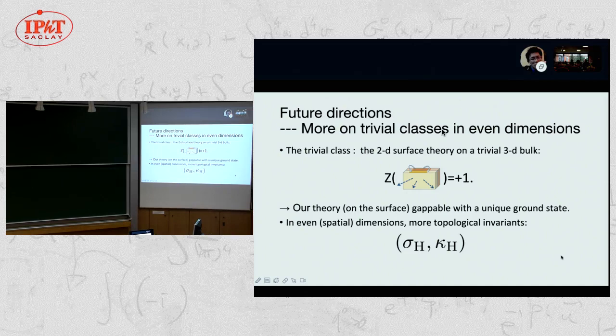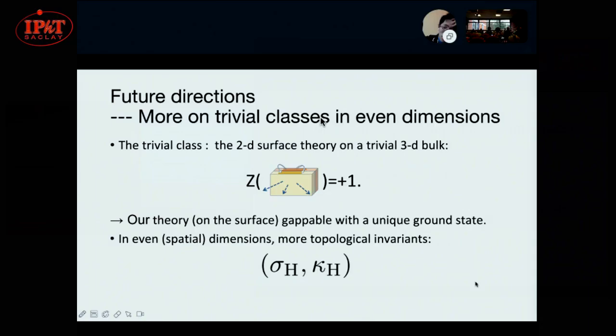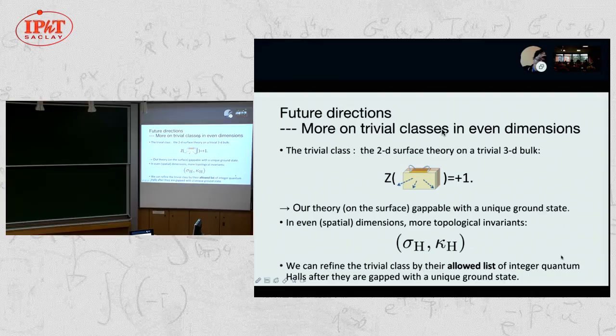Based on the previous classification, we can do nothing further in this trivial class. But in even dimensions, for instance two dimensions, there are two more topological invariants, namely the electric quantum Hall conductance and thermal quantum Hall conductances. We can refine the classification of this trivial class by the allowed list of the integer quantum Halls after these theories are gapped with a unique ground state. Clearly, different QFTs with different allowed list of integer quantum Hall conductance cannot flow to each other by definition, I think.